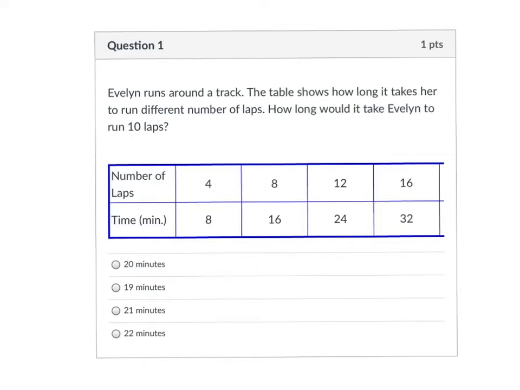This video works through the Module 7 review. Question 1. Evelyn runs around the track. The table shows how long it takes her to run different numbers of laps. How long would it take Evelyn to run 10 laps?